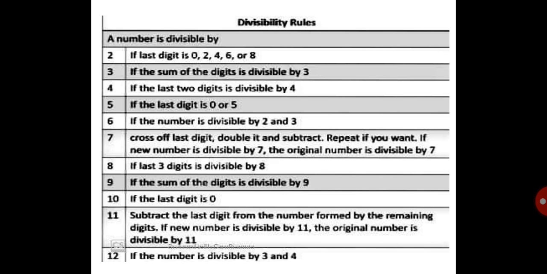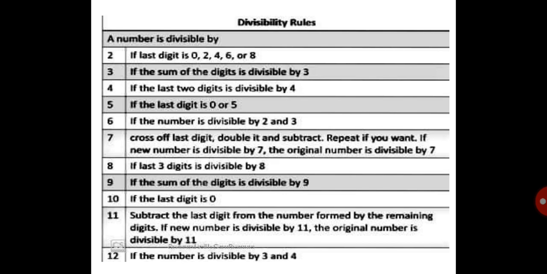Now, the next rule is divisibility by 7. If the difference between twice the ones digit and the number formed by the other digits is either 0 or a multiple of 7, then the number is divisible by 7. Now we consider the number 6804. Here, 4 is in the ones place, so we double it: 4 times 2 equals 8. Now we subtract 8 from the other digits: 680 minus 8 is 672, which is divisible by 7. Therefore, 6804 is also divisible by 7.